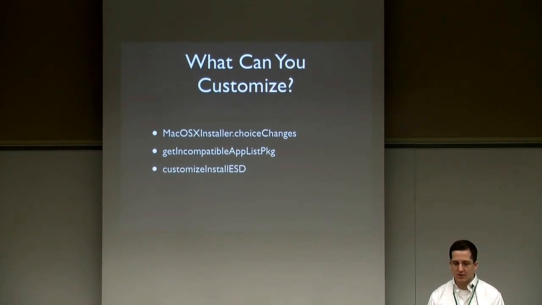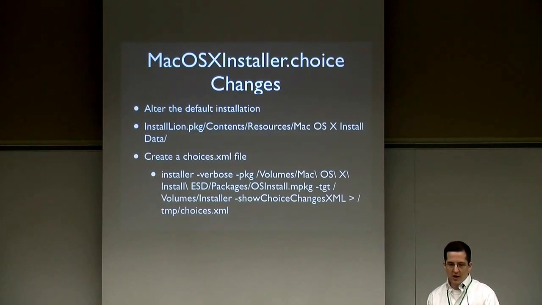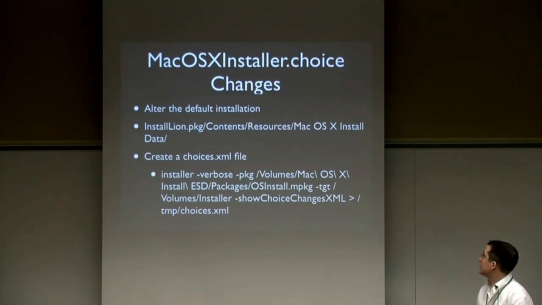What can you customize? You can change the macOS 10 installer choice changes file. There are two scripts that Greg has created, get incompatible app list package and customize install ESD. So let's take a look at all three of those. The macOS 10 installer.choicechanges file allows you to alter the default installation. The location of that file is within the package, in Contents, Resources, macOS 10 install data.